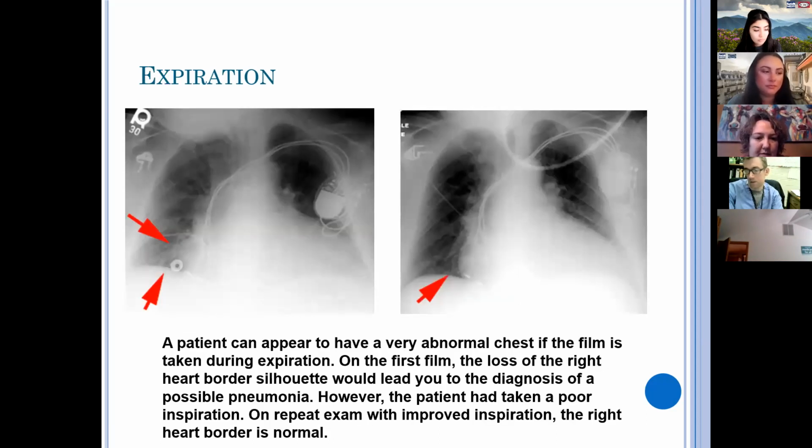This is an expiration film. You can see on the left the expiration film versus on the right an inspiratory film. If you get an expiration film, you might think that this patient has all sorts of pathology going on. This over here looks like a pneumonia. But when the patient takes a nice deep inspiration, that area of the lung clears up, and you can see that there's no pneumonia located in this area.